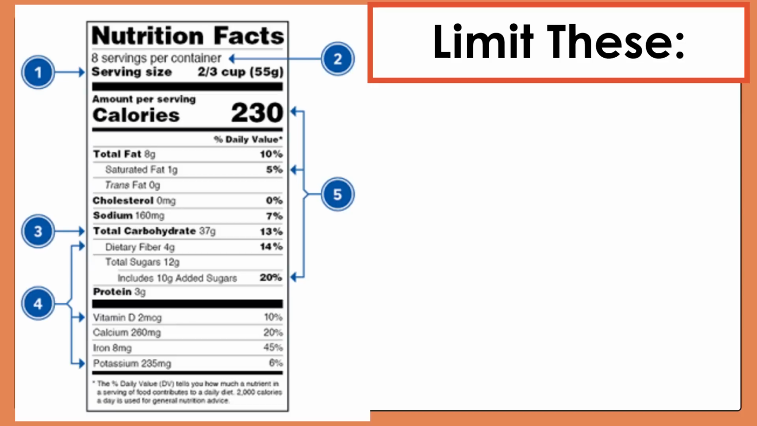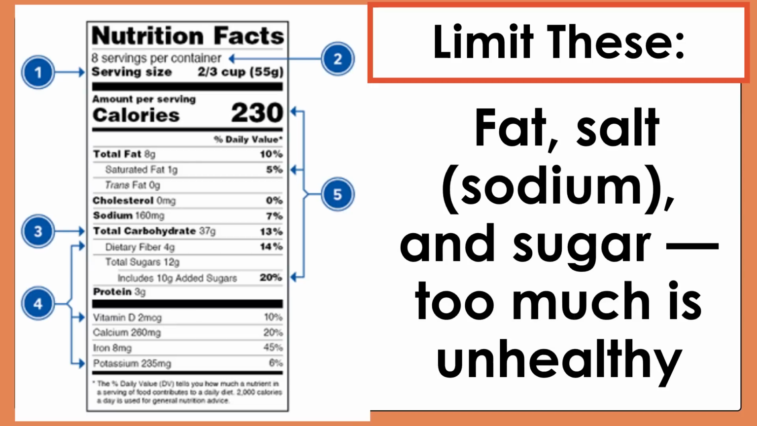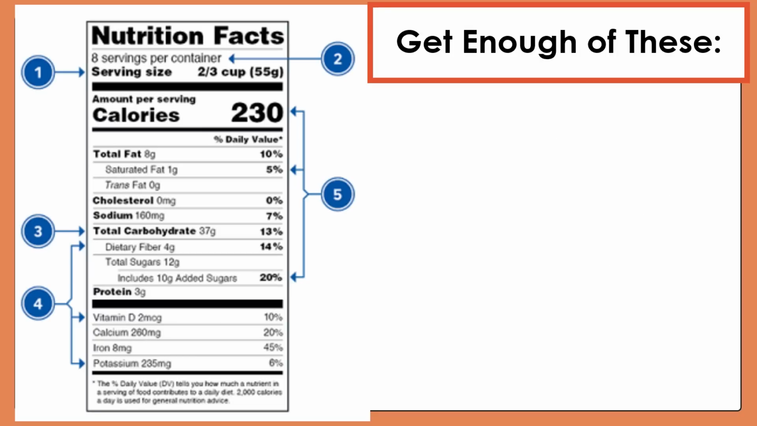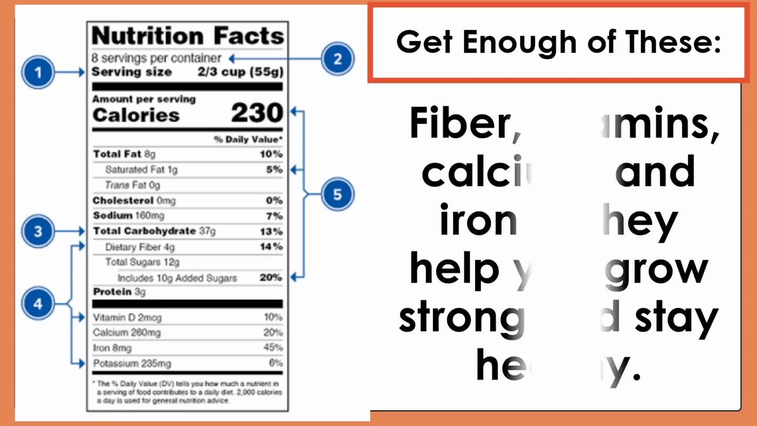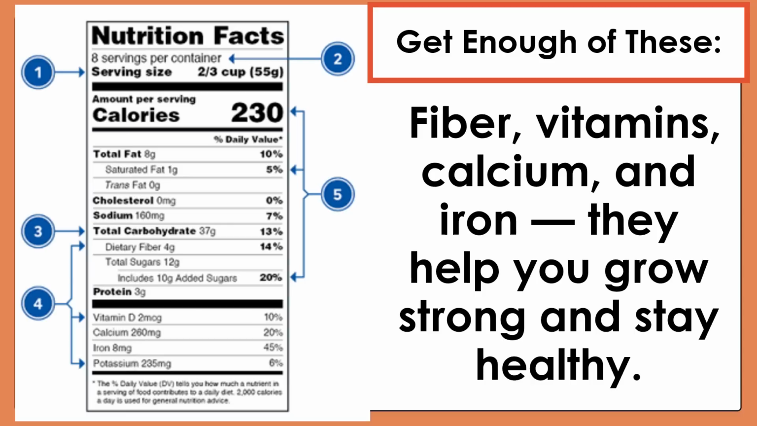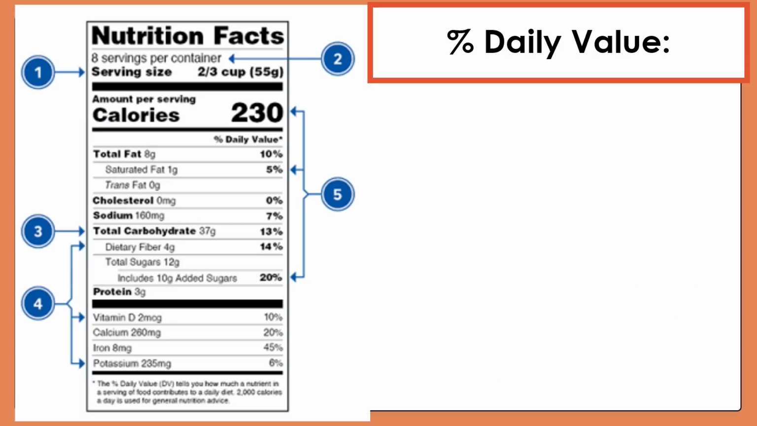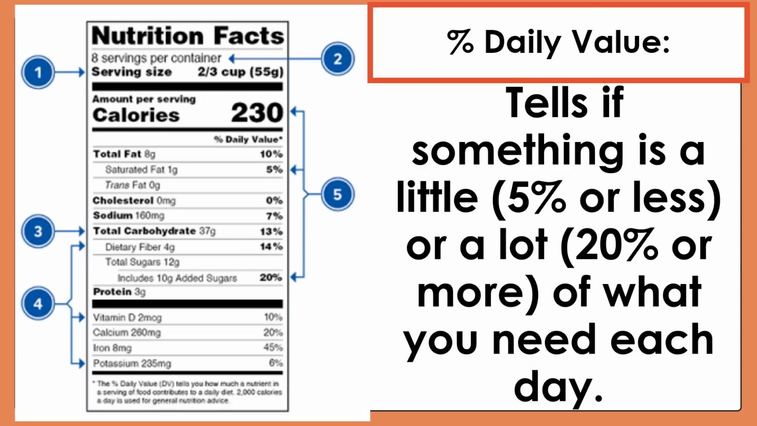Third, limit this. Fat, salt or sodium, and sugar. Too much is unhealthy. Fourth, get enough of this. Fiber, vitamins, calcium, and iron. They help you grow strong and stay healthy. Percent daily value tells if something is a little, 5% or less, or a lot, 20% or more, of what you need each day.